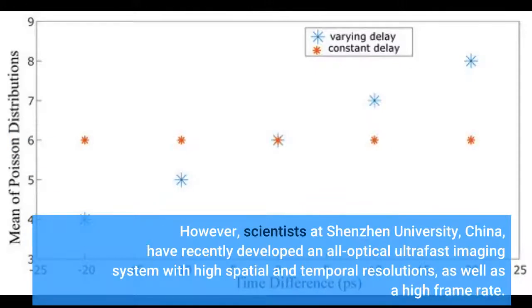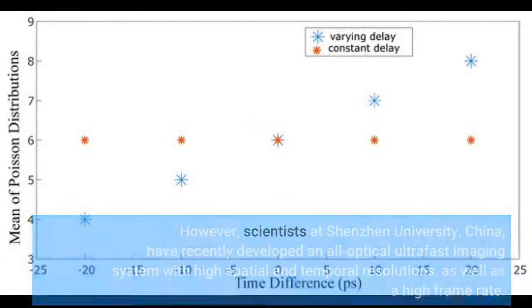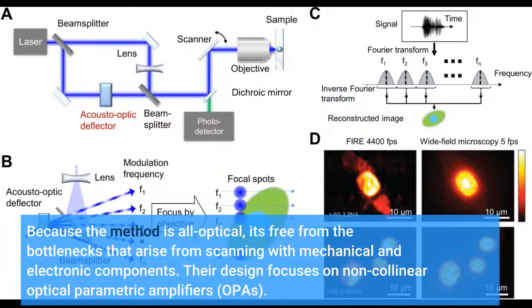However, scientists at Shenzhen University, China, have recently developed an all-optical ultrafast imaging system with high spatial and temporal resolutions, as well as a high frame rate. Because the method is all-optical, it's free from the bottlenecks that arise from scanning with mechanical and electronic components. Their design focuses on non-collinear optical parametric amplifiers, OPAs.